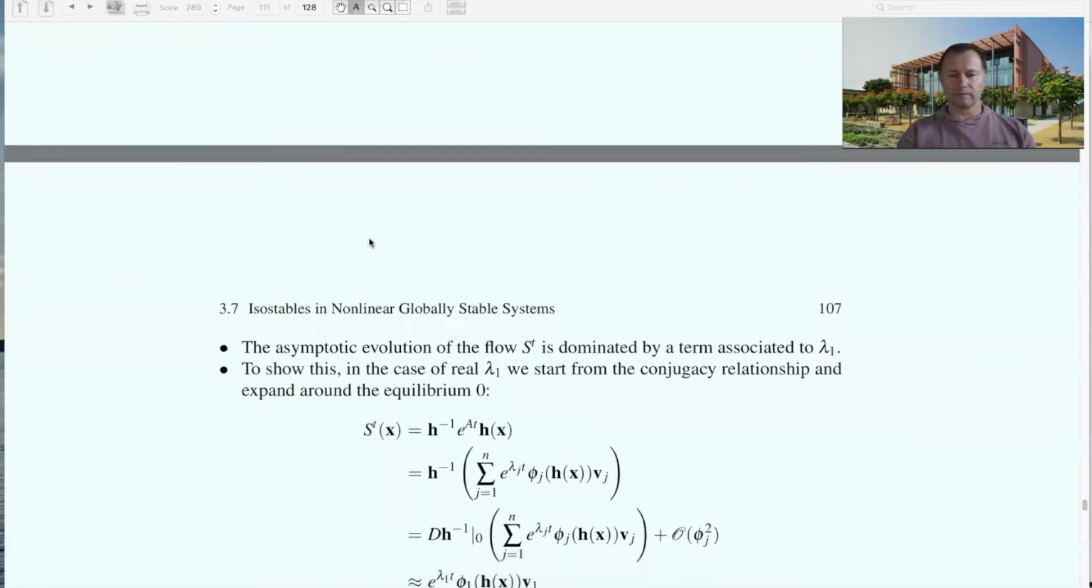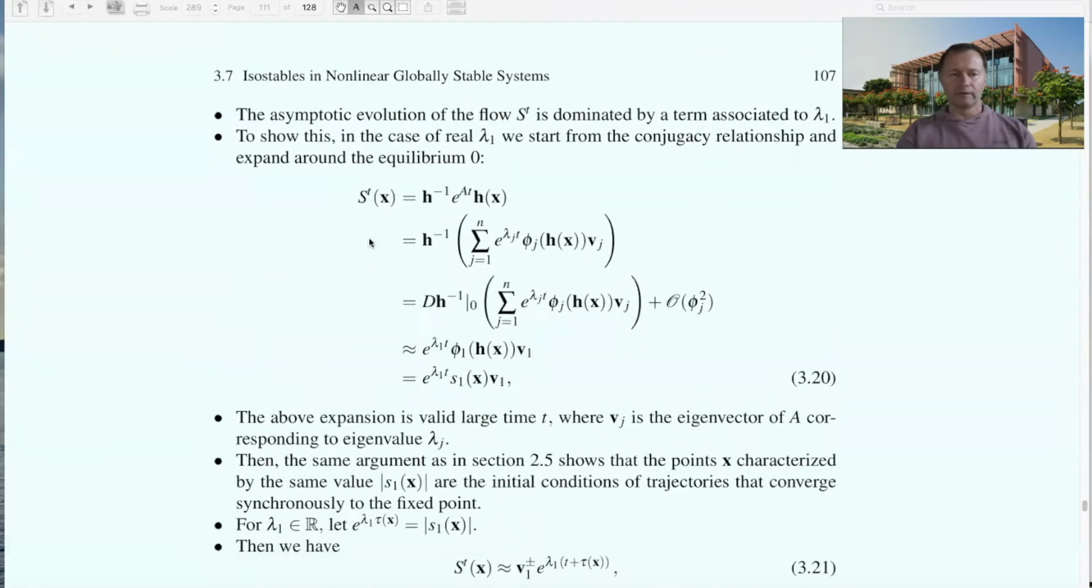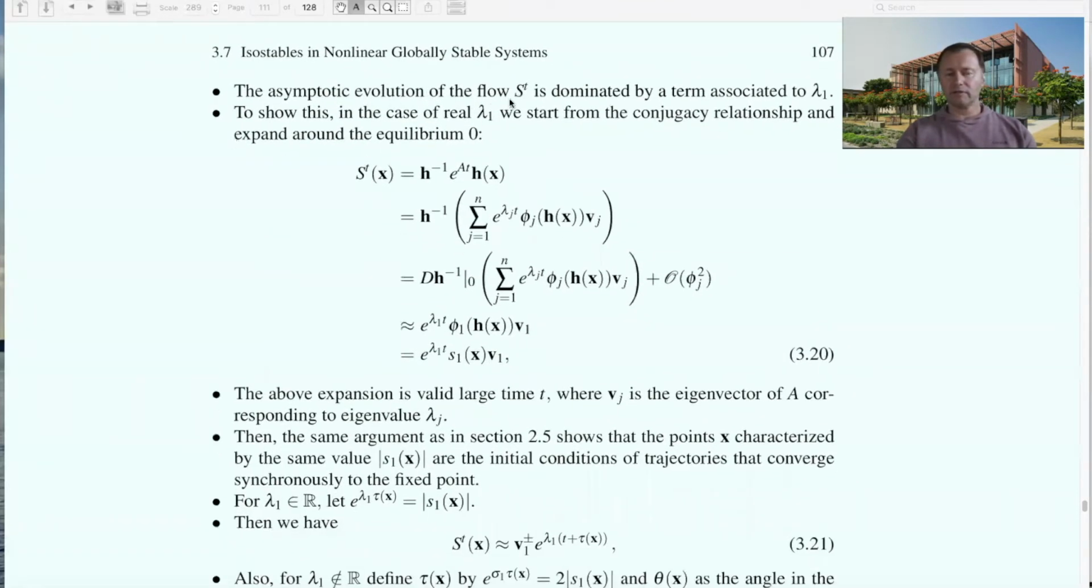And now we're going to show that the asymptotic evolution of the flow is dominated by a term associated with lambda 1. So as I mentioned, the isostables, those nested level sets, are special because they will be shown to have a very specific approach to a fixed point that is consistent with the linear dynamics close to the fixed point.